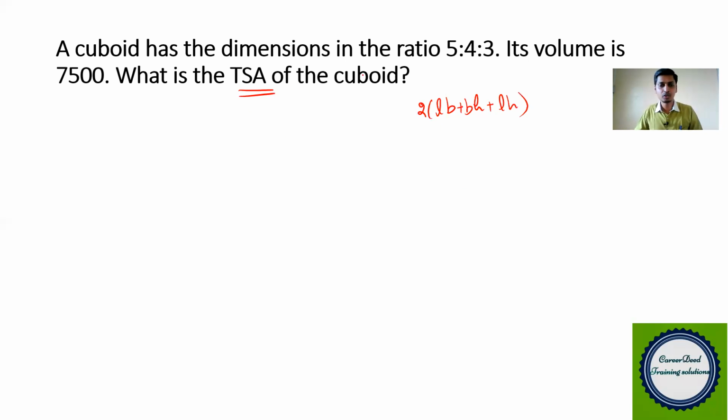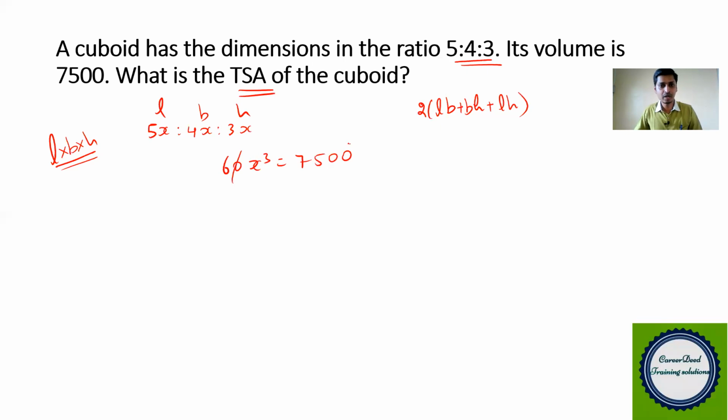Now they have given the cuboid dimensions as 5:4:3. That is 5x, 4x and 3x. Now, what is the volume? Volume is length into breadth into height. Volume of the cuboid is L into B into H. So length is 5 parts, breadth is 4 parts, and height is 3 parts. Multiply 5 into 4, 20, 20 into 3, 60. 60 x cube equals 7,500.